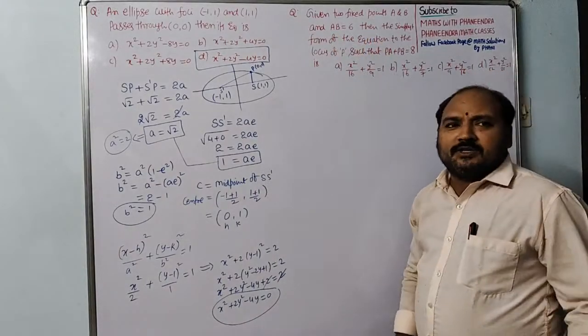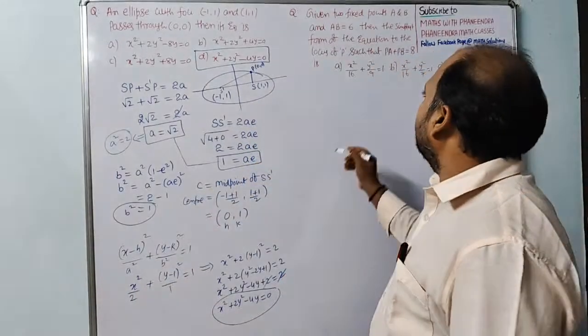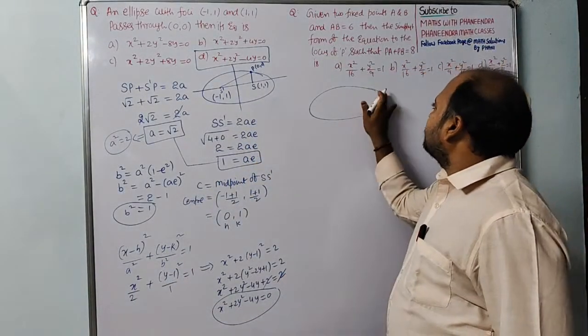Given two fixed points: whenever in the question fixed points appear, that means the ellipse foci. This is the ellipse equation.